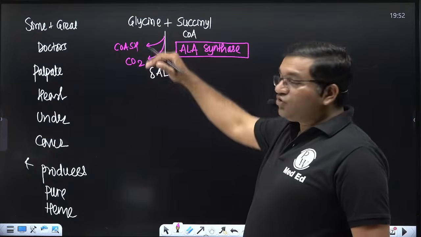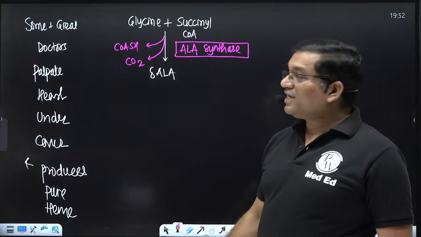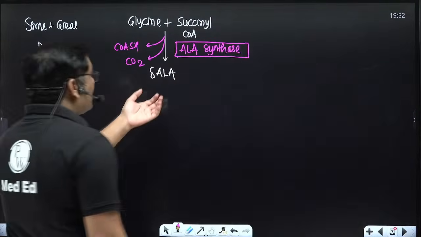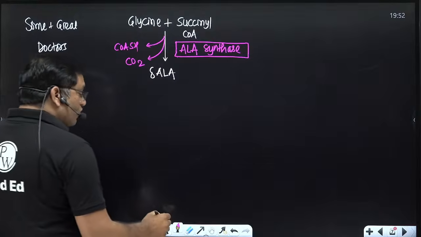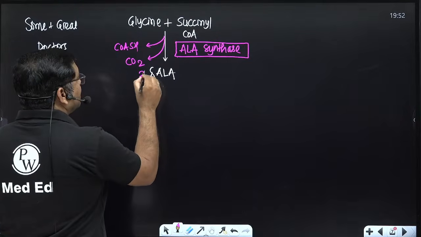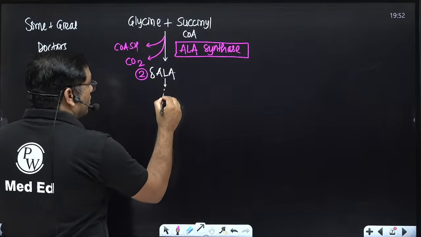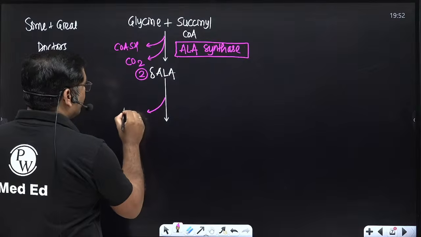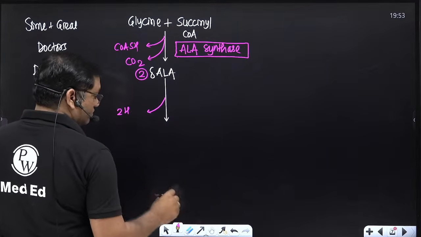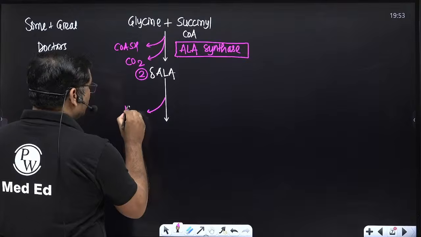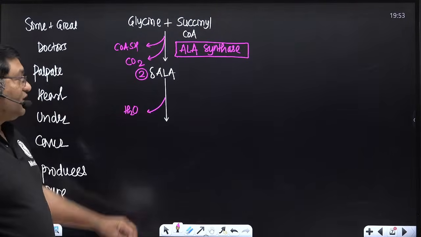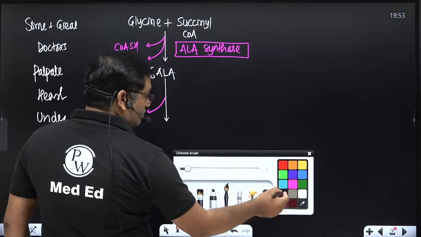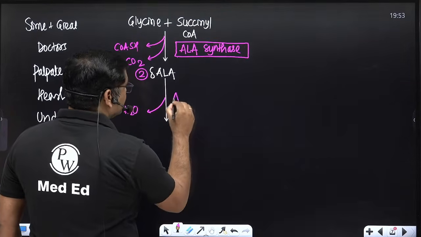So condensation of these two compounds will form delta amino levulinic acid, which is a two-step process. Now, two molecules of delta amino levulinic acid condense on dehydration. There is removal of a water molecule, with the help of the enzyme ALA dehydratase.